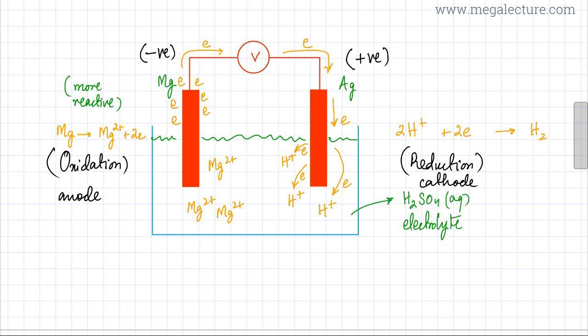So electrons were traveling from where they were being produced, where they were more in quantity, to the place where they were less in quantity, or from the more reactive metal to the less reactive metal. So remember, wherever oxidation occurs, that's your anode, and wherever reduction occurs, that's your cathode.